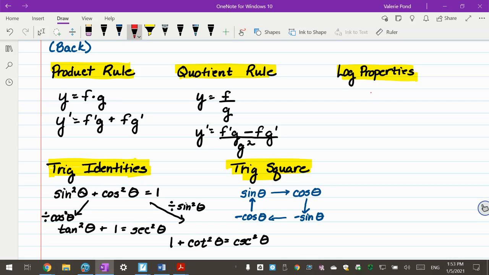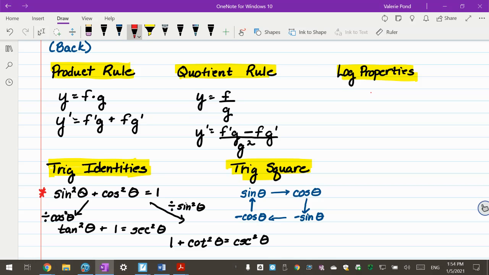You can add other things to the back of your card. We had trig identities, where the main trig identity is sine squared theta plus cosine squared theta equals 1. When I divide by cosine squared theta, I have tangent squared theta plus 1 equals secant squared theta. If I divide by sine squared theta, I have 1 plus cotangent squared theta equals cosecant squared theta. Those are the two other identities we get from our main trig identity. The main one is the one I memorize the most, and then I know the cofunctions are together and the tangent and secant are together.